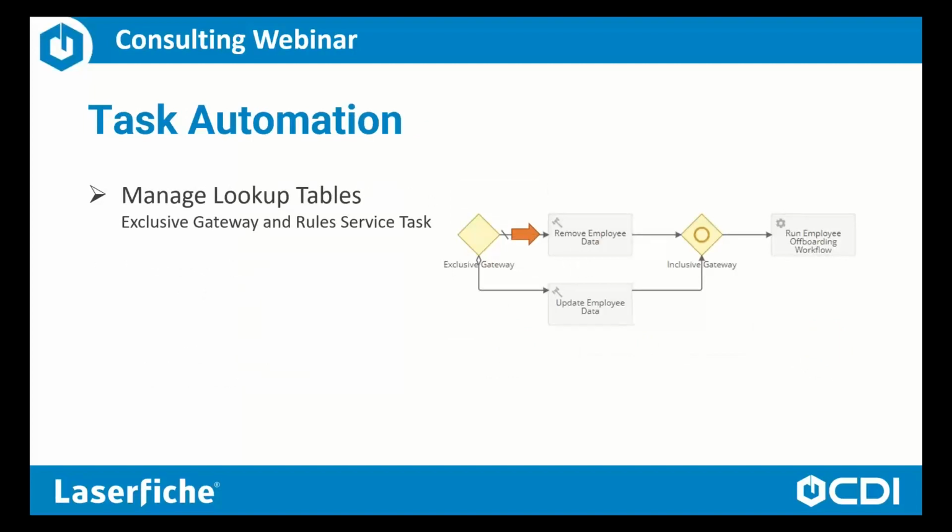Reviewing task automation, we will be able to manage lookup tables that contain data for our employee lookups. We can use an exclusive gateway and the rules service task within Laserfiche Cloud to update our lookup table. For self-hosted users, this can be accomplished using a SQL database and Laserfiche workflow to update that SQL database table. For our automation, we will also run a Laserfiche workflow using the run workflow service task to automate a lot of our offboarding processes, such as updating metadata and moving folders to the correct location within the repository.